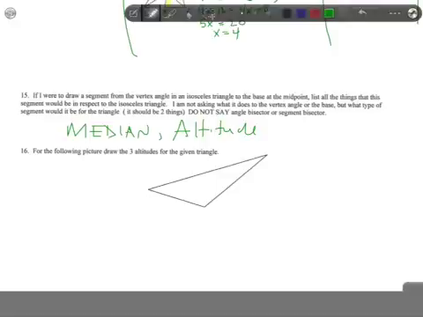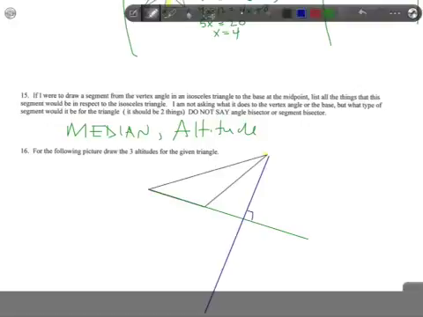Question 16, for the following picture, draw 3 altitudes for the given triangle. In order to draw the 3 altitudes, what you want to do for this first one is extend that line there, because I want to go from this point perpendicular to the side opposite, and the only way I can go perpendicular to the side opposite is if I extend that opposite side. So perpendicular would look kind of like that. So that's 1 altitude.